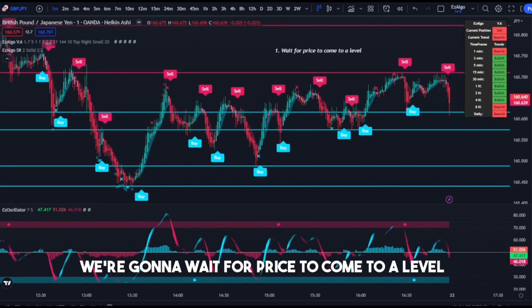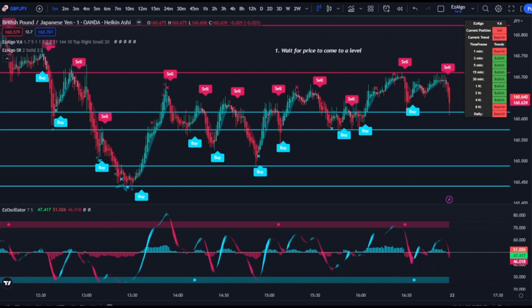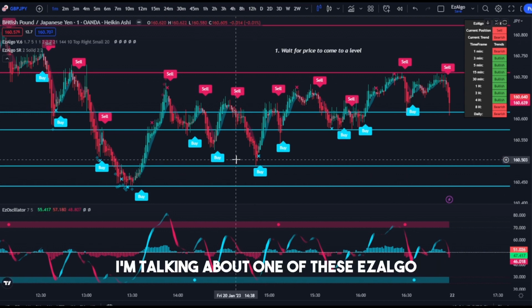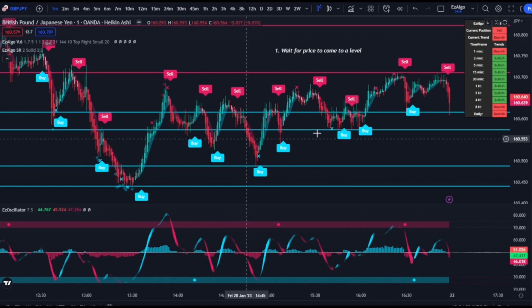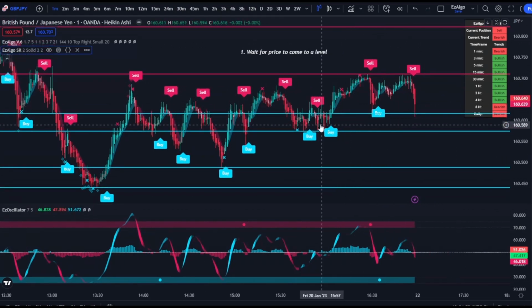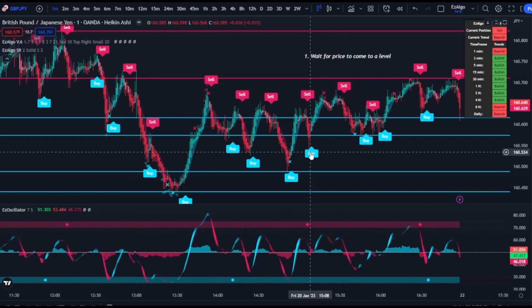So the first rule is we're going to wait for price to come to a level, and by level I'm talking about one of these EzOscillator support or resistance levels. Now it doesn't have to be exactly on that line, but you want to be buying at support and selling at resistance. So if price is at a resistance, we're not going to be taking any of these buys. Just be mindful of where the support and resistance levels are.